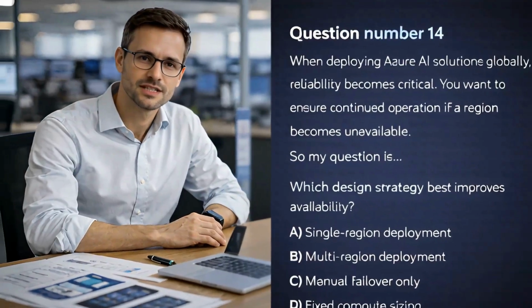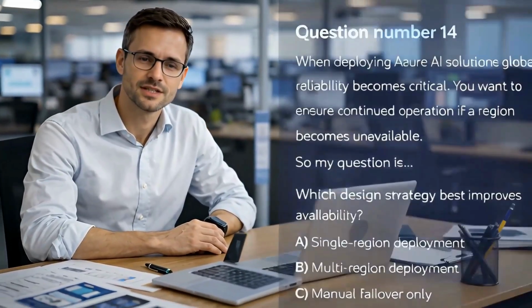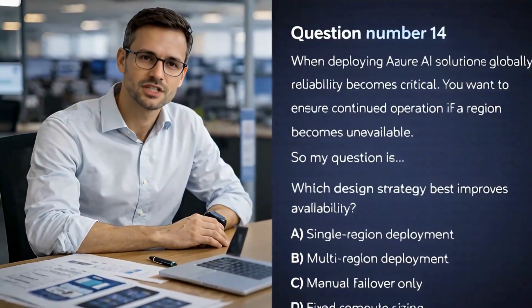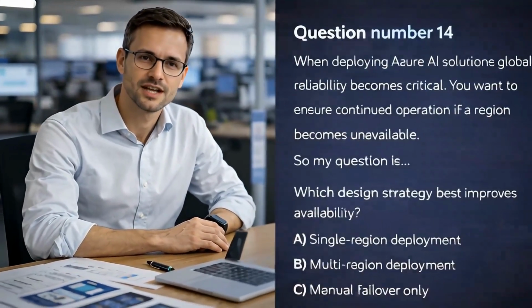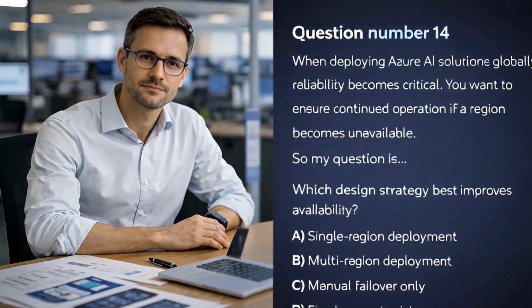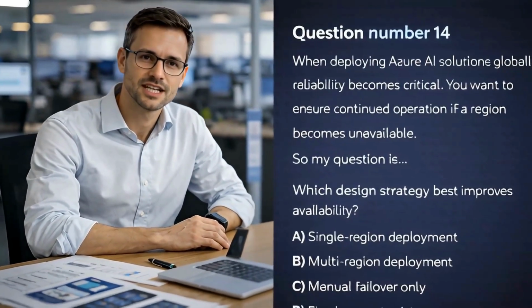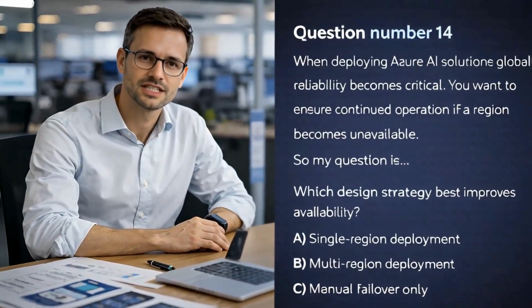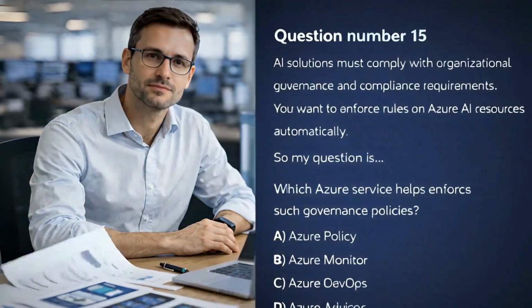Question number 14. When deploying Azure AI solutions globally, reliability becomes critical. You want to ensure continued operation if a region becomes unavailable. So my question is, which design strategy best improves availability? Options are A. Single region deployment. B. Multi-region deployment. C. Manual failover only. D. Fixed compute sizing.